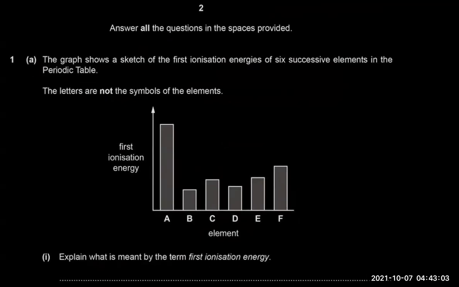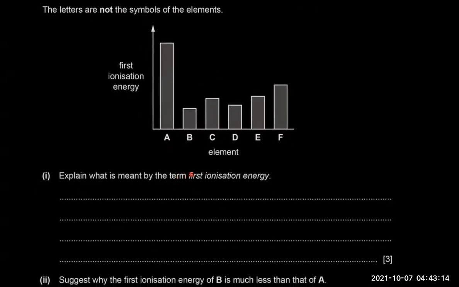The graph shows a sketch of the first ionization energies of six successive elements in the periodic table. The letters are not the symbols of the elements. Explain what is meant by the term first ionization energy.